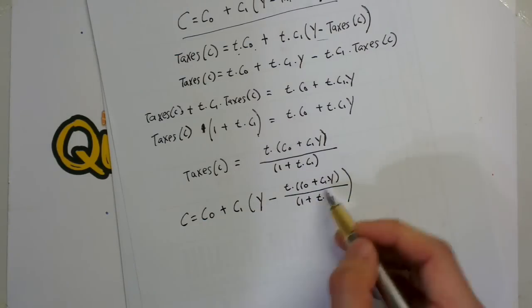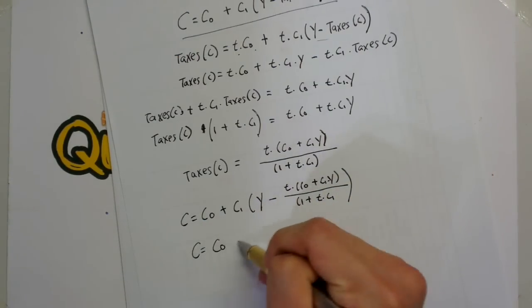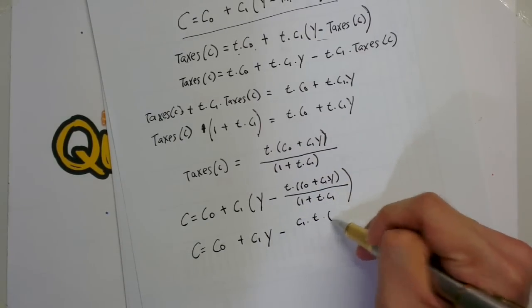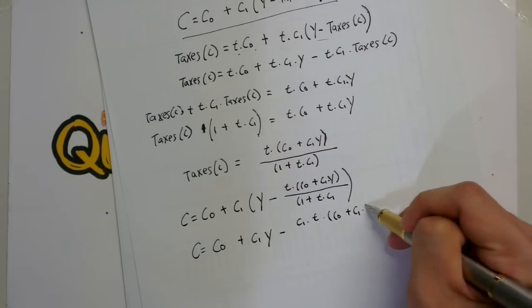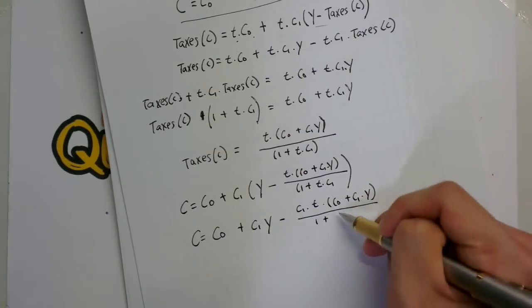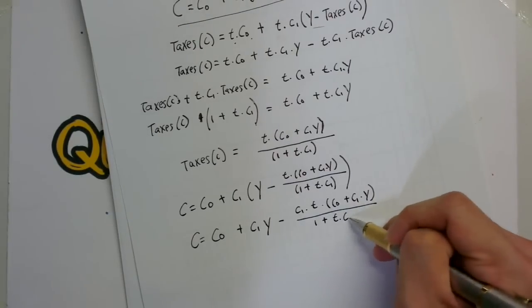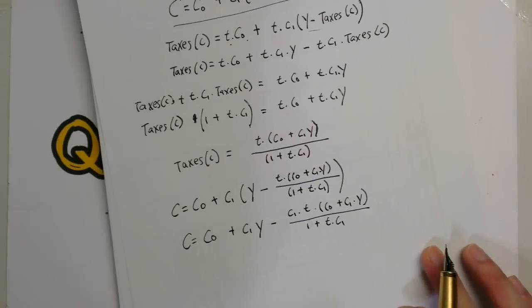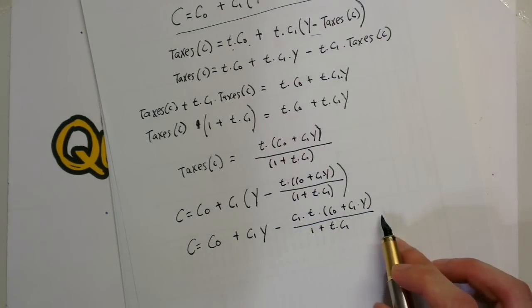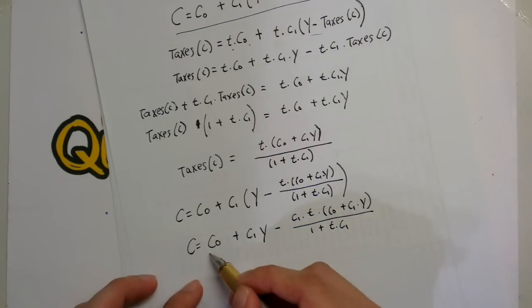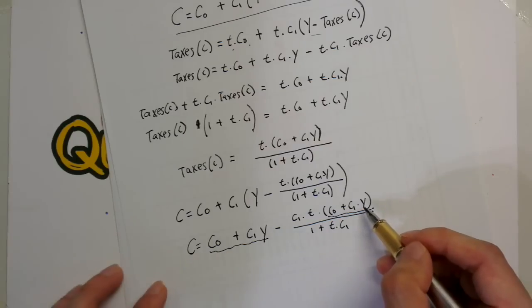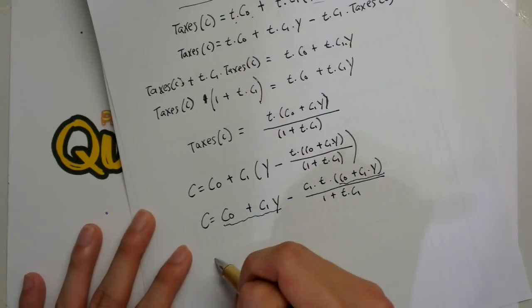So I'm just going to multiply this in. So I've got C1t bracket C naught plus C1 y, over 1 plus t C1. Great. My next step is to factorize the entire equation. I'm going to factorize it by these two items over here and this bracketed item over here. You can see these two things are the same, so I'm going to take both of them out, and this is what I'll get.